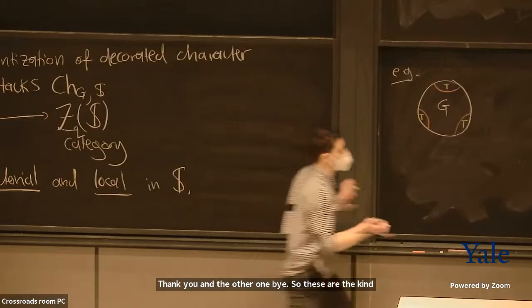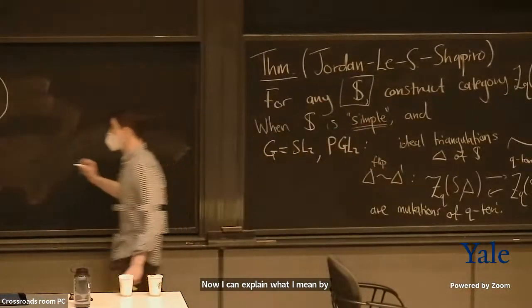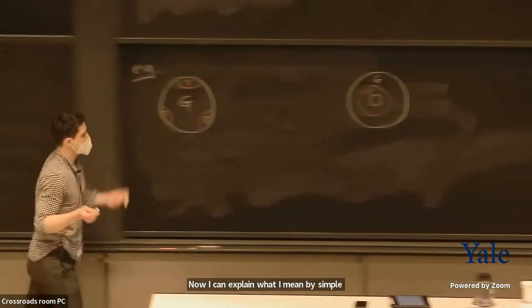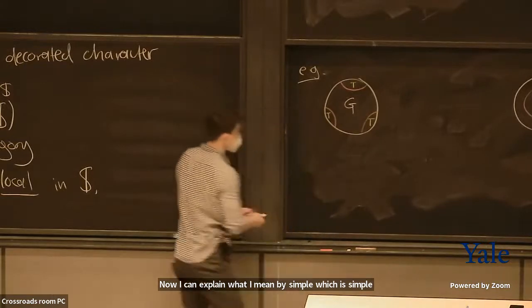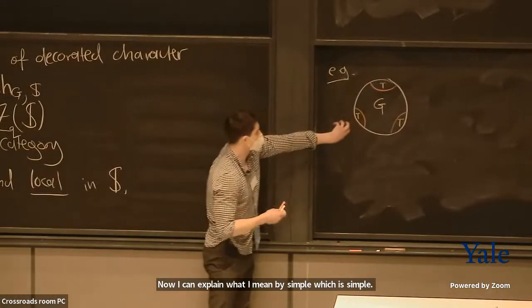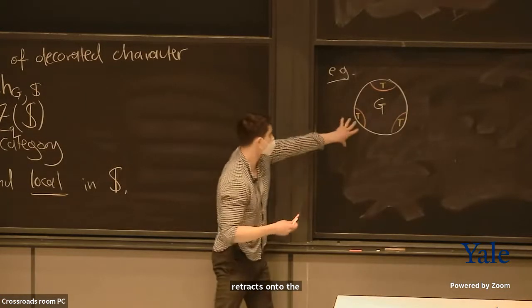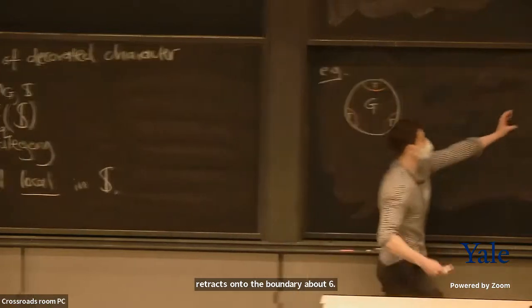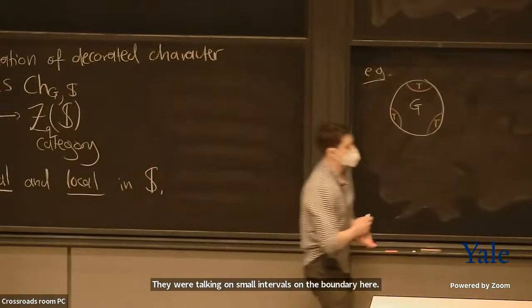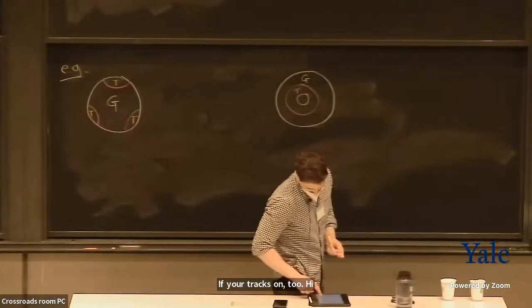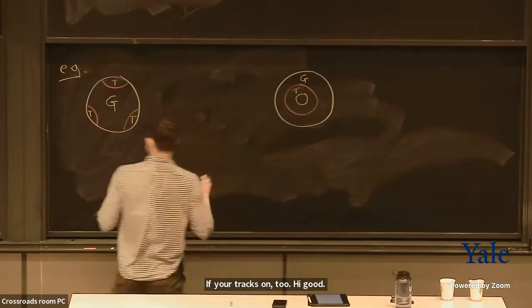And now I can explain what I mean by simple. The stipulation simple means that all of these T regions retract onto the boundary of our surface. So here they retract onto small intervals on the boundary, and here it retracts onto either of the boundary components. Okay, good. So that's decorated surfaces.